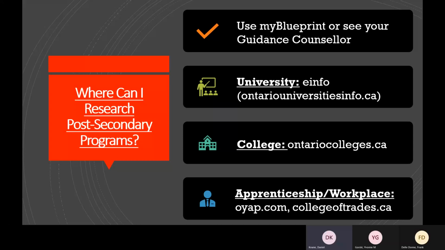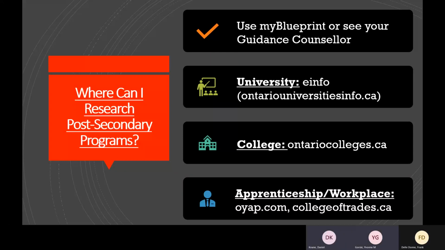If you're considering the college route, ontariocolleges.ca is the site that you want to check out. There you will find all of the information you need pertaining to colleges in Ontario. Remember, there are interesting programs that colleges are offering now, including collaborative programs in which they combine both college and university programs, as well as degree programs, which were once only possible at universities.